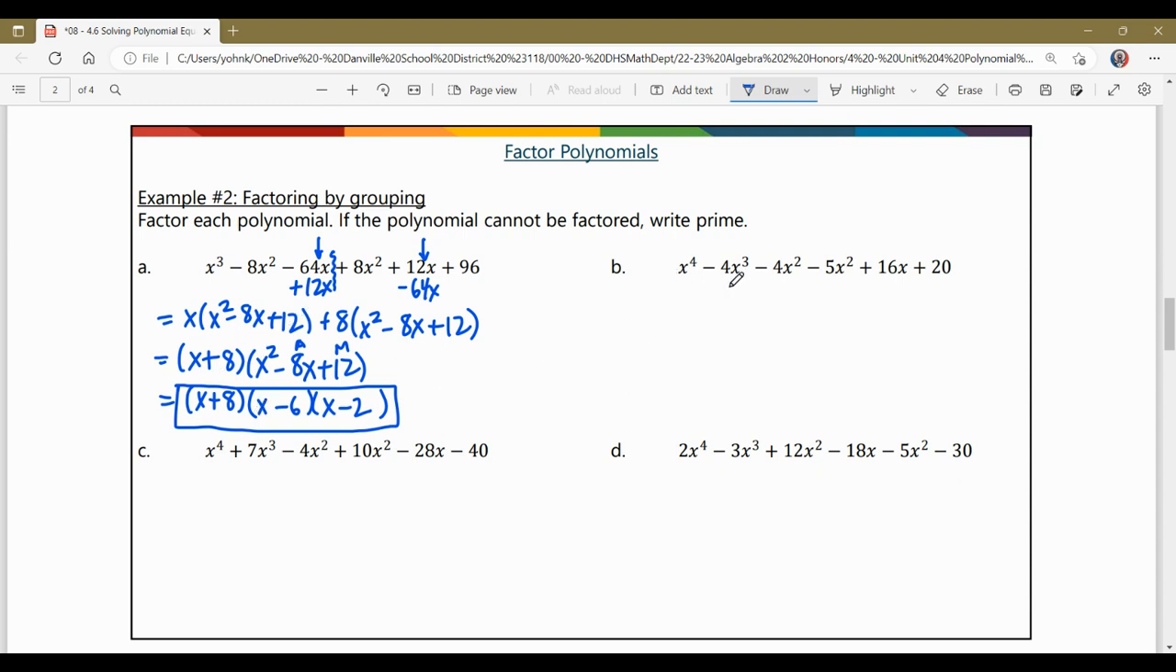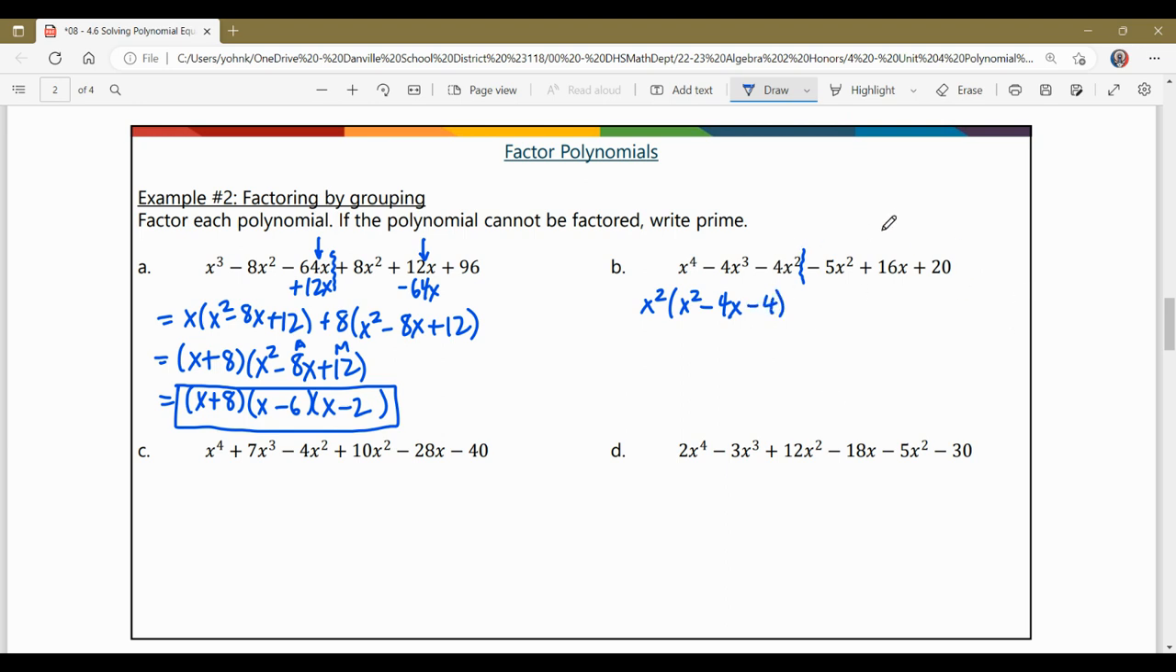All right, letter B. Let's do the same thing. Let's chop this in half. Take a look at the first half and look for a GCF. It would be x squared. I have an x squared minus a 4x minus 4 left over.